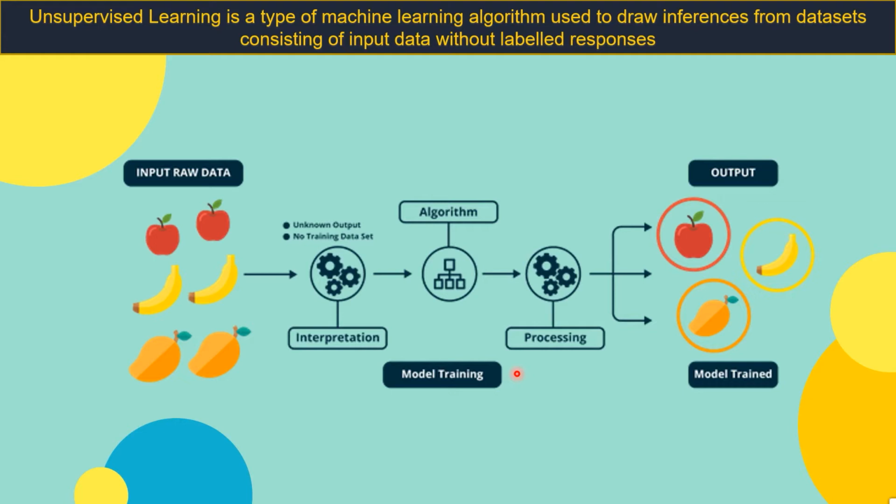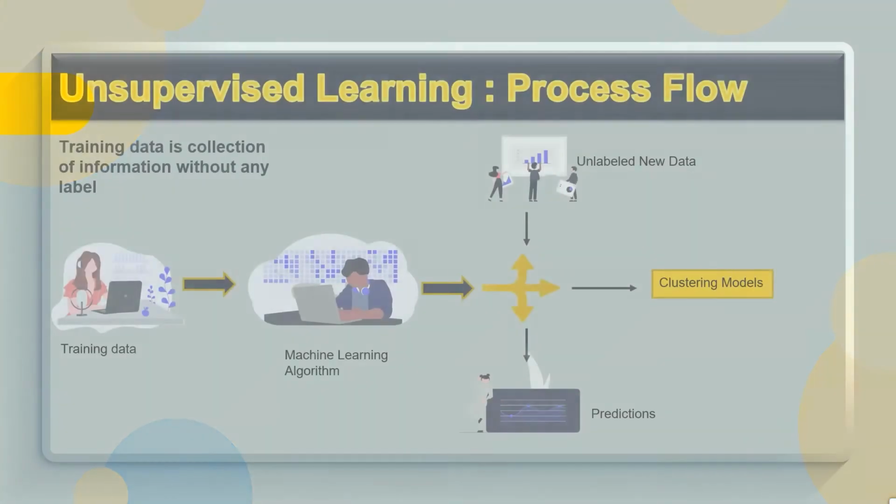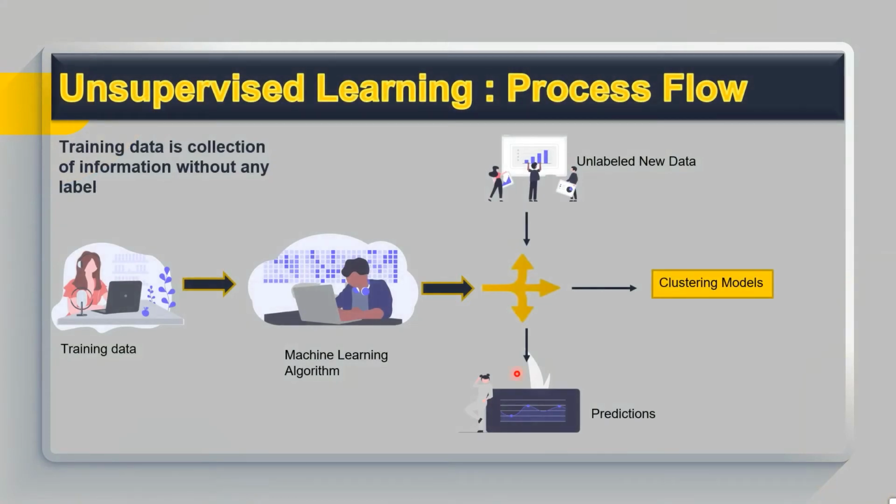This learning is used to cluster the input data and classes on the basis of their statistical properties. For example, we can cluster different bikes based upon the speed limit, their acceleration, or the average that they are giving. So, unsupervised learning is a type of machine learning algorithm used to draw inferences from data sets consisting of input data without labeled responses.